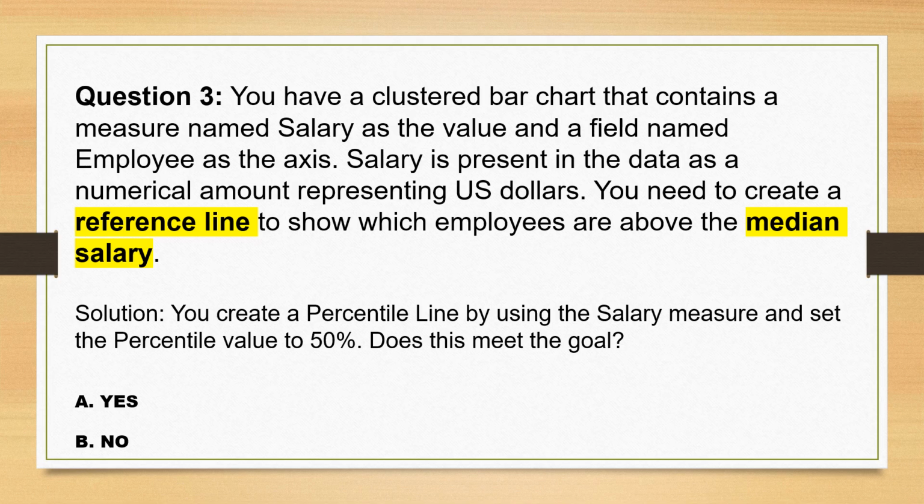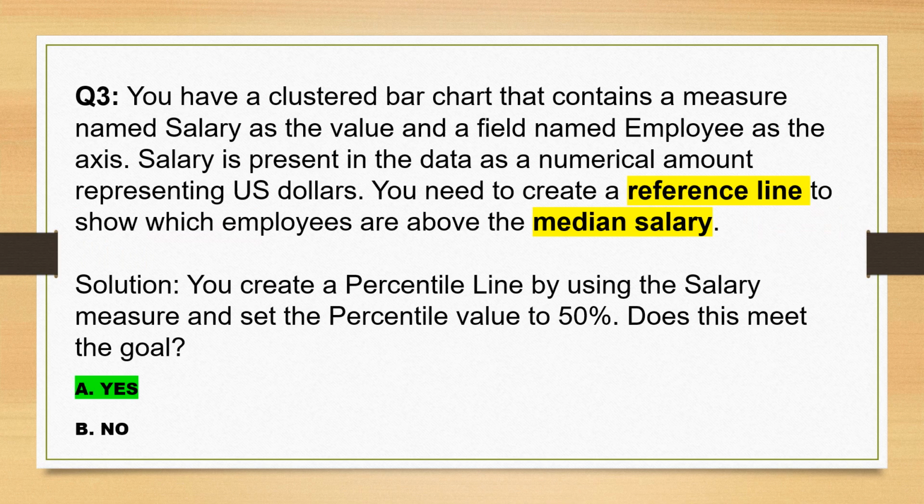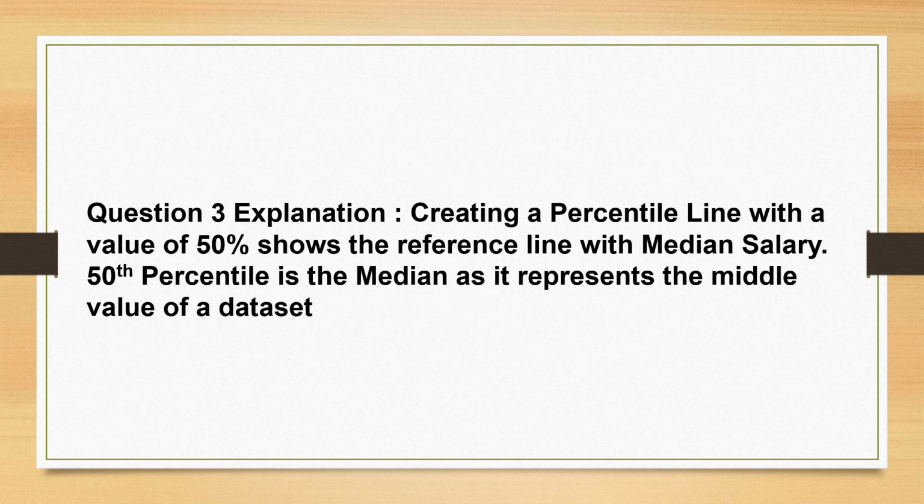Question 3. You create a percentile line by using the Salary measure and set the percentile value to 50%. Does this meet the goal? Correct answer is yes. Question 3 explanation: Creating a percentile line with a value of 50% shows the reference line with the median salary. The 50th percentile is the median, as it represents the middle value of a dataset.